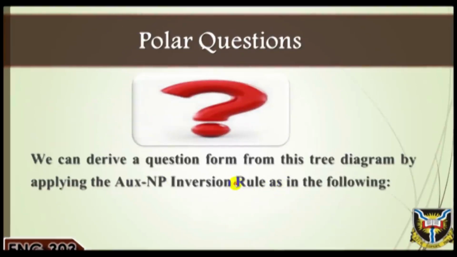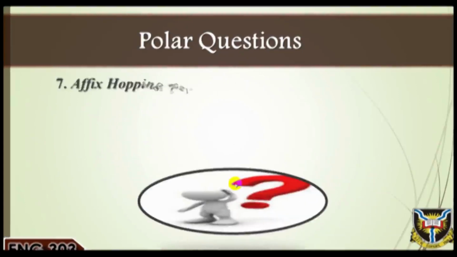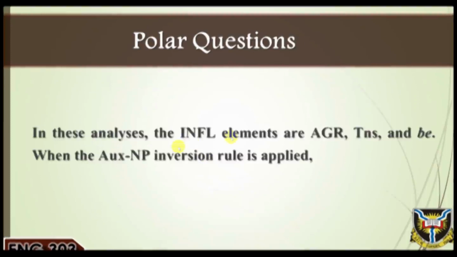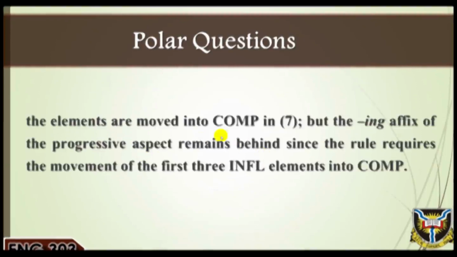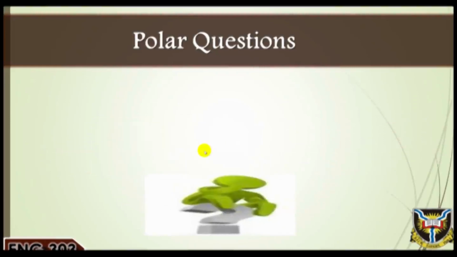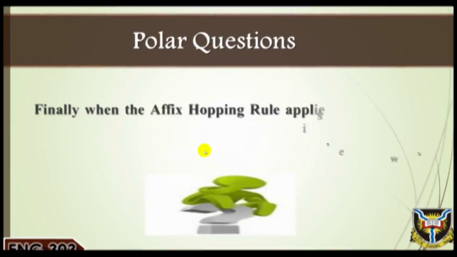In this analysis, the INFL elements are AGR, TNS, and BE. When the Aux-NP inversion rule is applied, the elements are moved into COMP in 7, but the ing affix of the progressive aspect remains behind, since the rule requires the movement of the first 3 INFL elements into COMP. Finally, when the affix hopping rule applies, we arrive at the surface structure, which is a normal polar question.